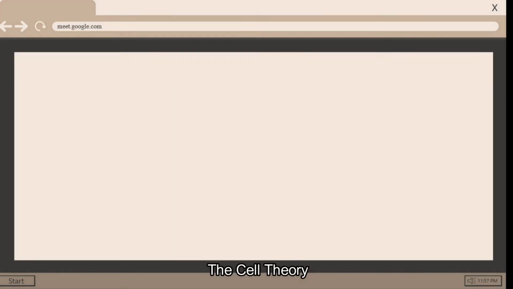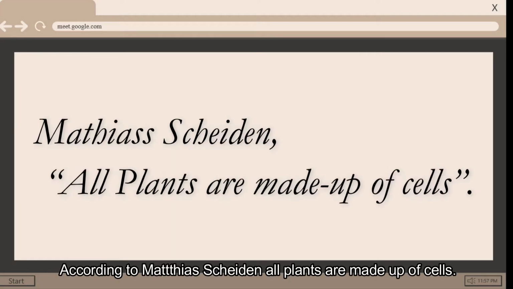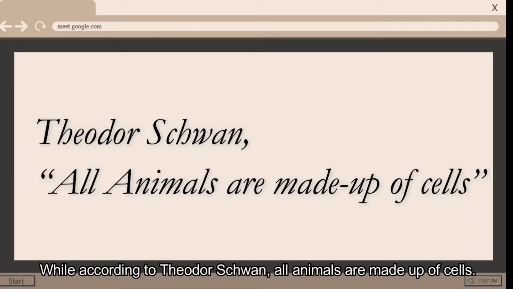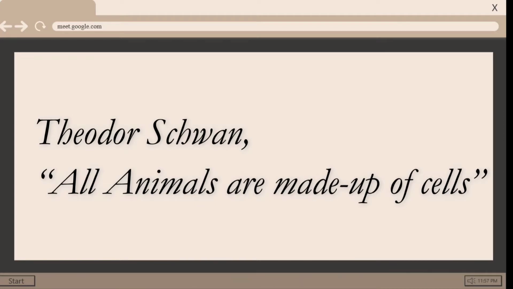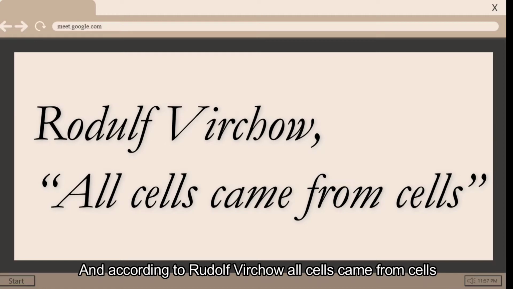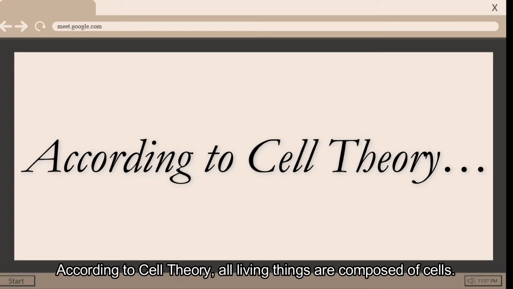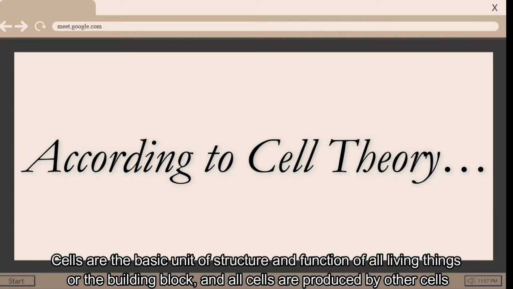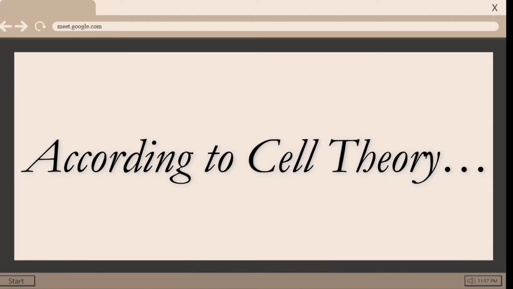The cell theory. According to Matthias Schleiden, all plants are made up of cells, while according to Theodor Schwann, all animals are made up of cells, and according to Rudolf Virchow, all cells come from cells. And according to cell theory, all living things are composed of cells. Cells are the basic unit of structure and function of all living things, or the building block, and all cells are produced by other cells.